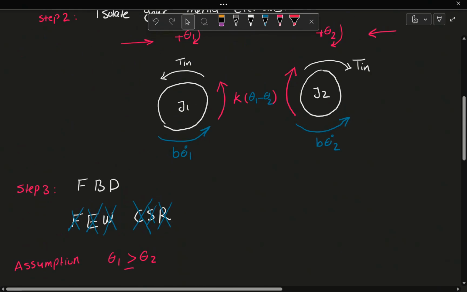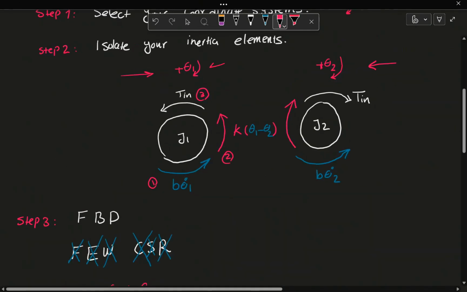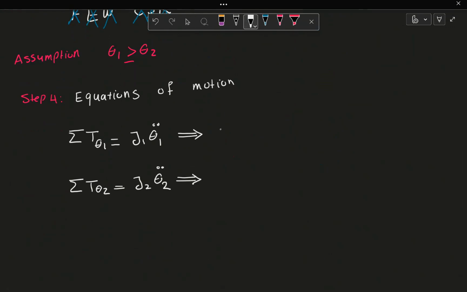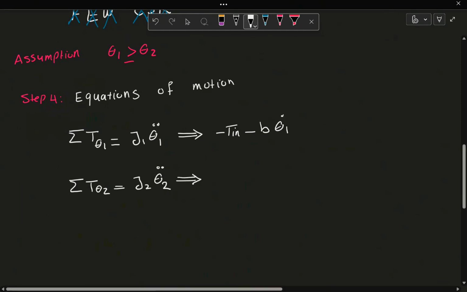Let's look at J1 and theta 1. I have 1, 2, and 3 torques. Yes? And all of these happen to be in the counterclockwise direction, which is the opposite direction of my theta 1. So this is going to be negative Tn, negative B theta 1 dot, negative K (theta 1 minus theta 2) equals J1 theta 1 double dot.